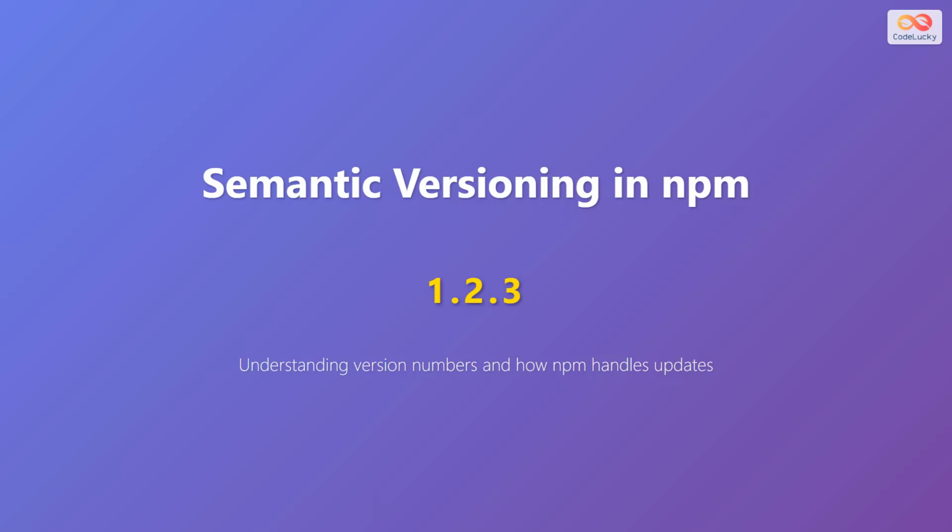Hello and welcome. In this video, we're going to explore semantic versioning, often referred to as SemVer, in the context of NPM, the Node Package Manager. We'll break down what those version numbers mean and how NPM uses them to manage updates to your project's dependencies. A typical version number might look something like 1.2.3. Understanding these numbers is crucial for managing your project's dependencies effectively.